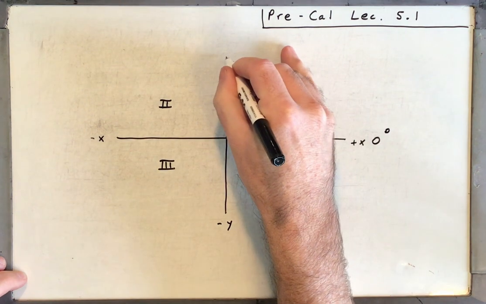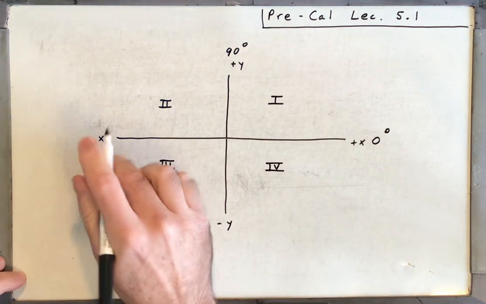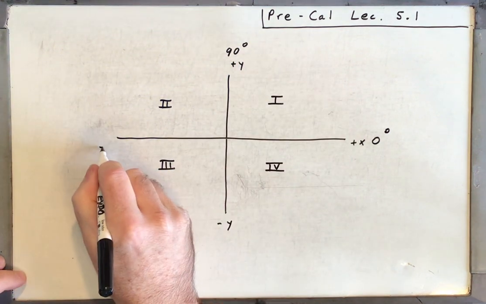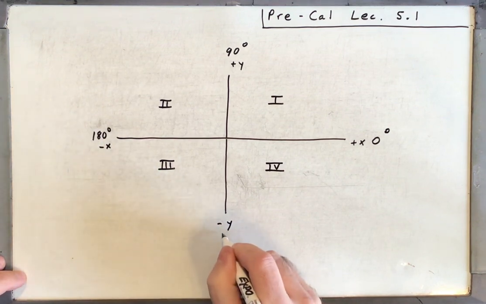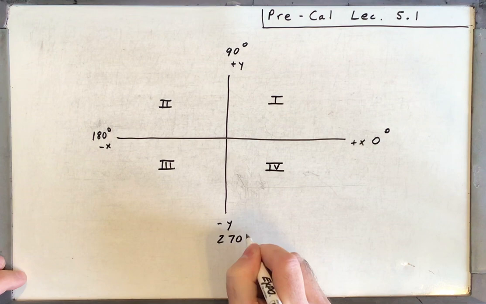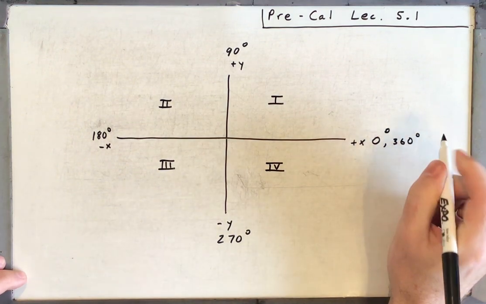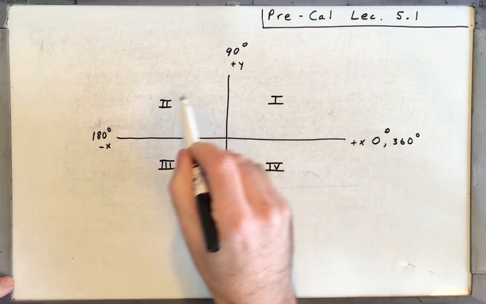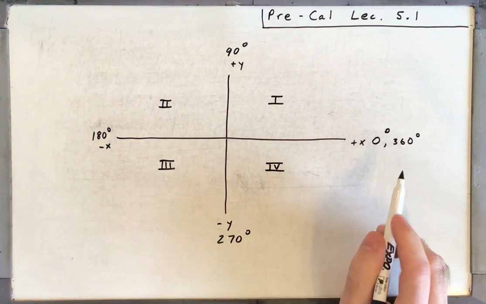So this is 0 degrees. Up at the top is 90 degrees. I'm going to move this a little bit out of the way. 180 degrees, 270 degrees at the bottom, and then when you get back around, just think of this as a circle going around. You get back around to the beginning, you're at 360 degrees.